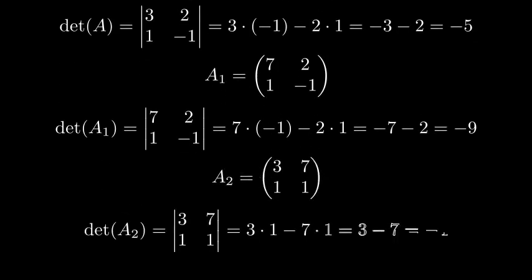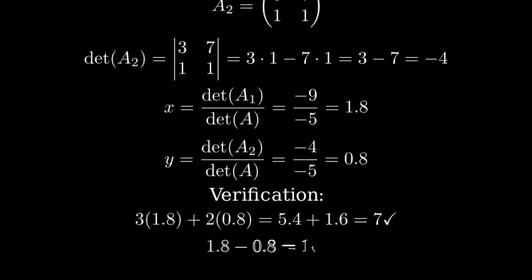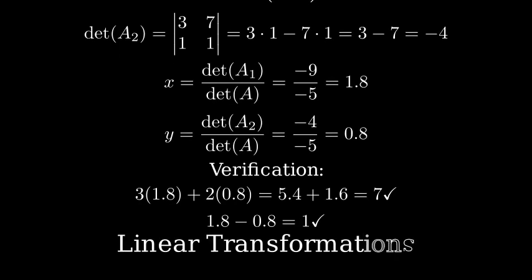Similarly, we create A sub 2 by replacing the second column with b. Its determinant is 3 times 1 minus 7 times 1, which equals negative 4. Finally, using Cramer's rule, x equals det A sub 1 over det A, which is negative 9 over negative 5, or 1.8, and y equals det A sub 2 over det A, which is negative 4 over negative 5, or 0.8. Now, let's explore linear transformations, which are represented by matrices.